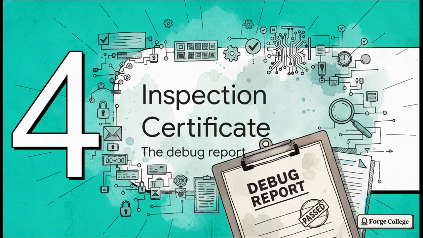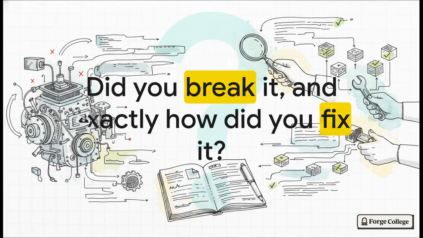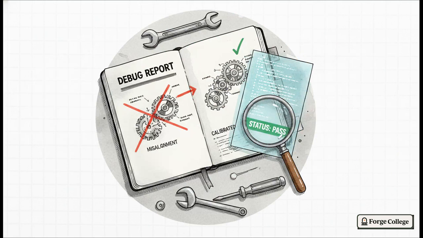Which brings us to Section 4, the inspection certificate, or what we call the debug report. Look, I know we all notoriously dislike writing documentation, right? We'd much rather write 1,000 lines of complex logic than one single paragraph of plain English. But this report is absolutely crucial. It acts as your official inspection certificate. It proves that we ran the tests, that we heard those weird engine noises, like mismatched parameter types, and that we actually fixed them. It answers that fundamental question: did you break it during testing, and exactly how did you fix it? So what goes in it?